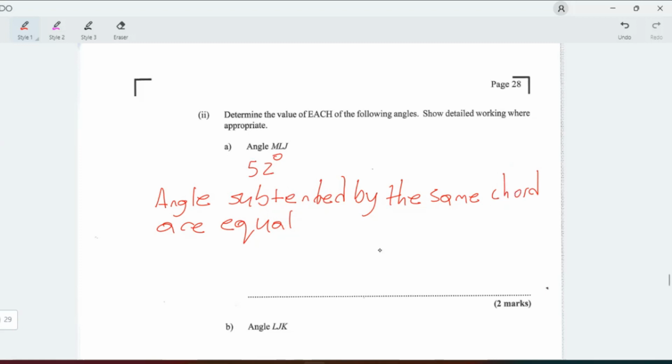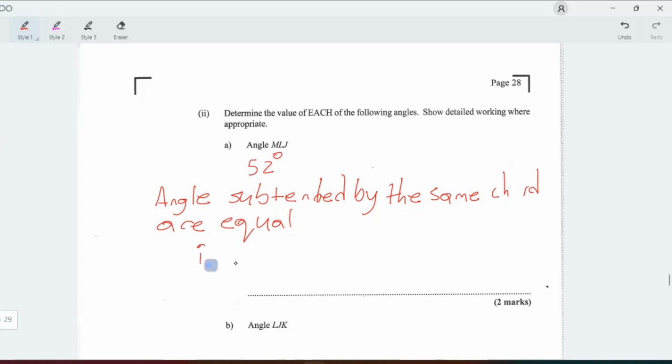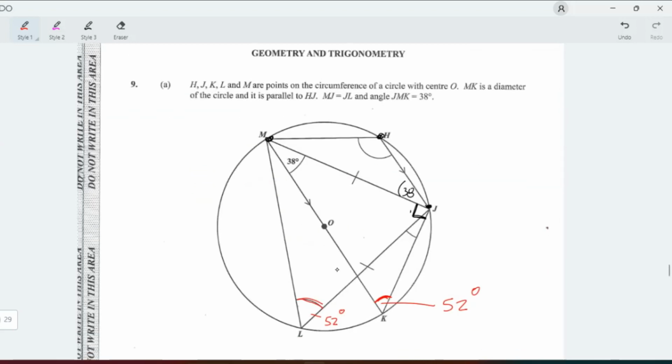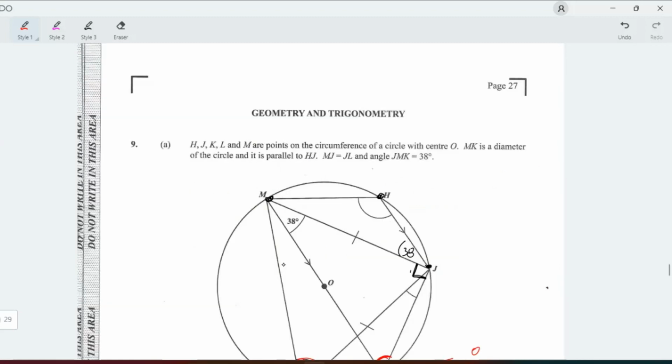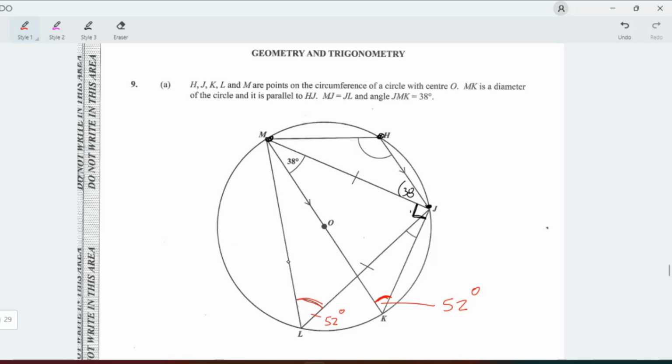So we can tell them that angle MLJ is equal to angle JKM. So that's the reason.